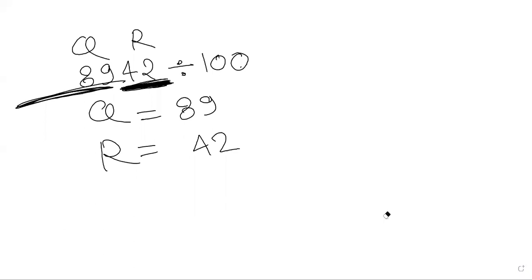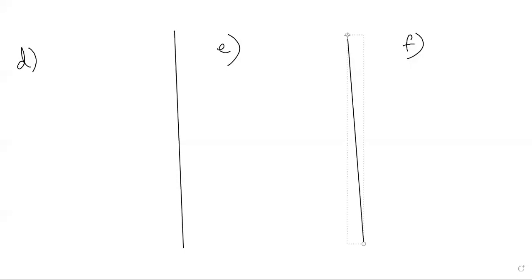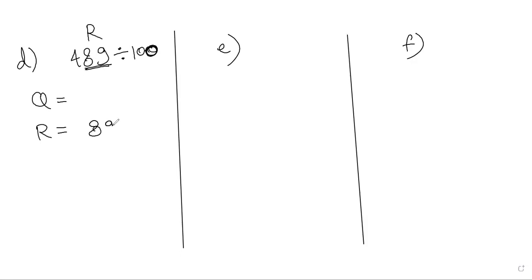So let's solve question number D, E and F. Question number D is 489 divided by 100. See, if you are dividing the number by 100, then last two digits will be remainder. So 89 will be remainder here and 4 will be quotient.